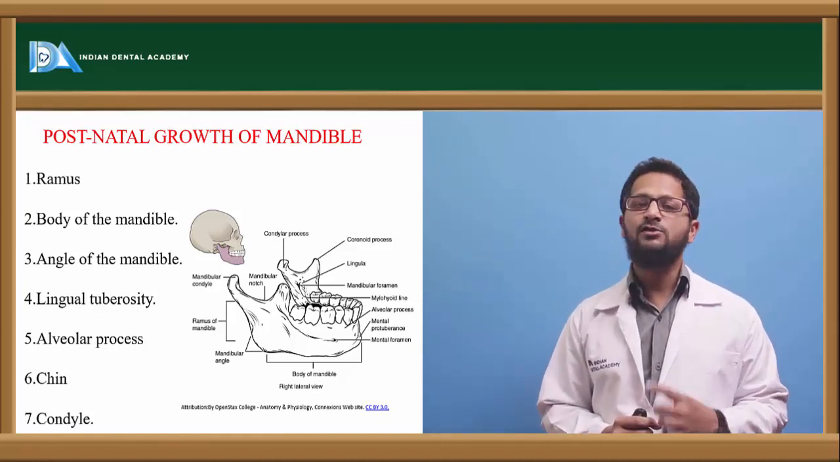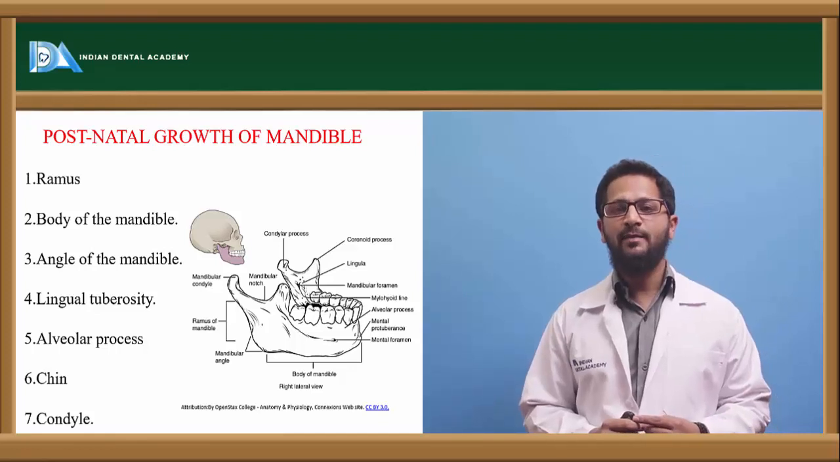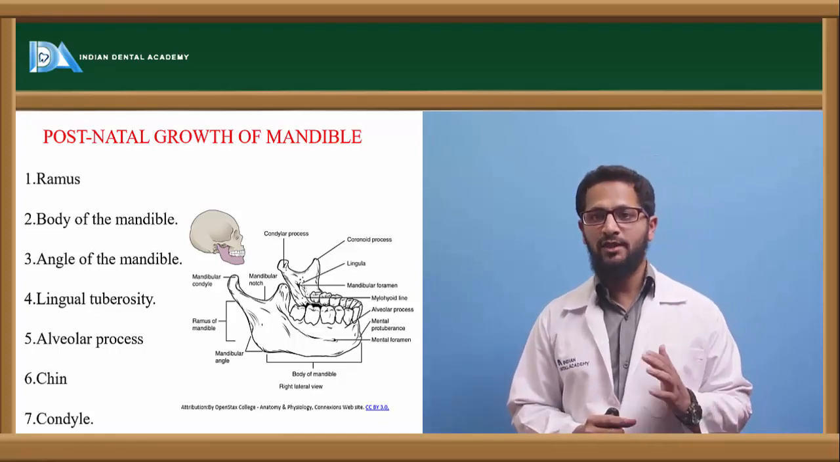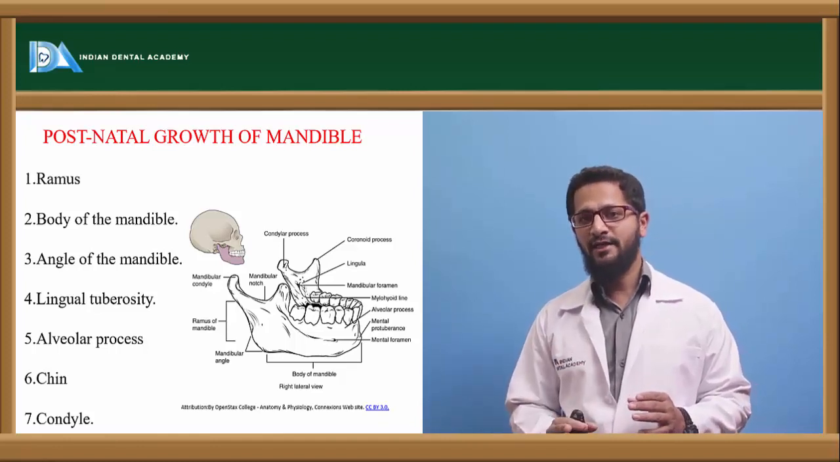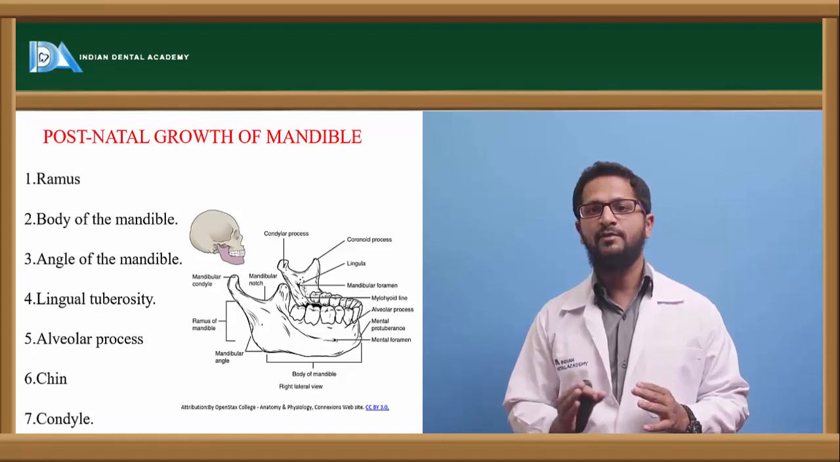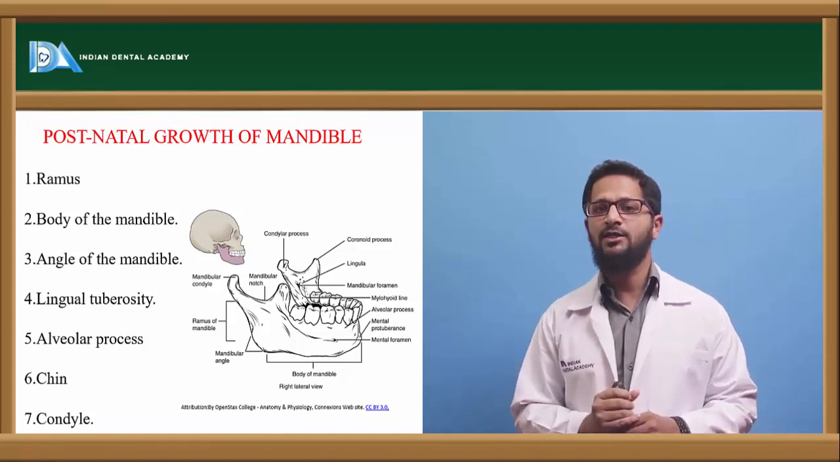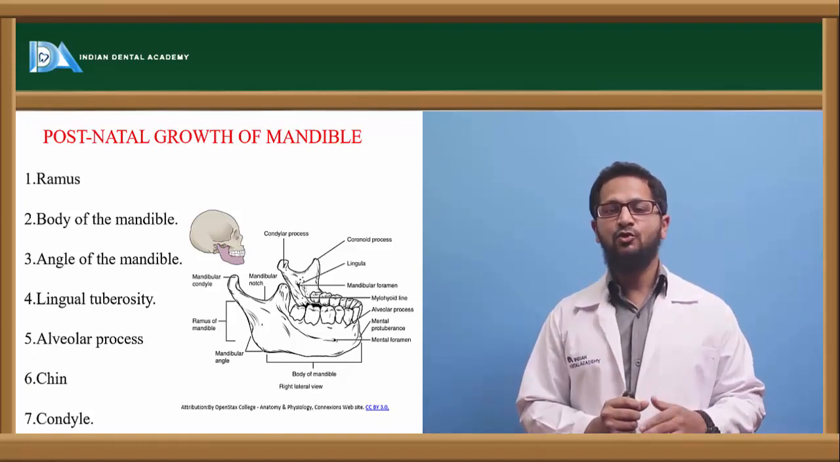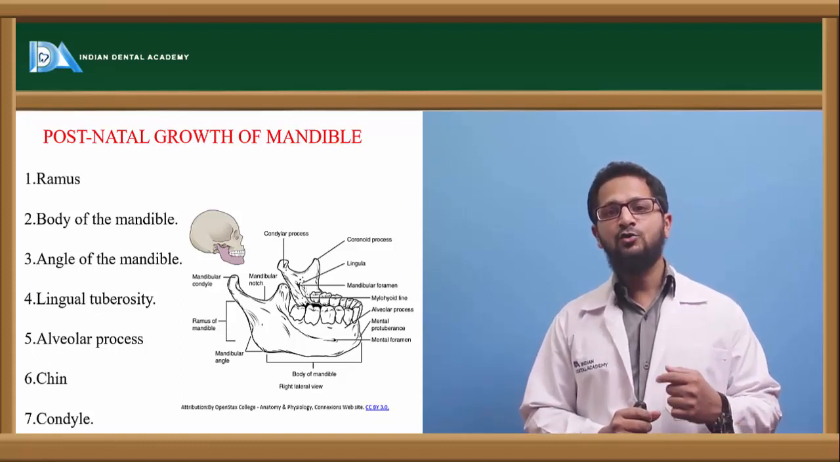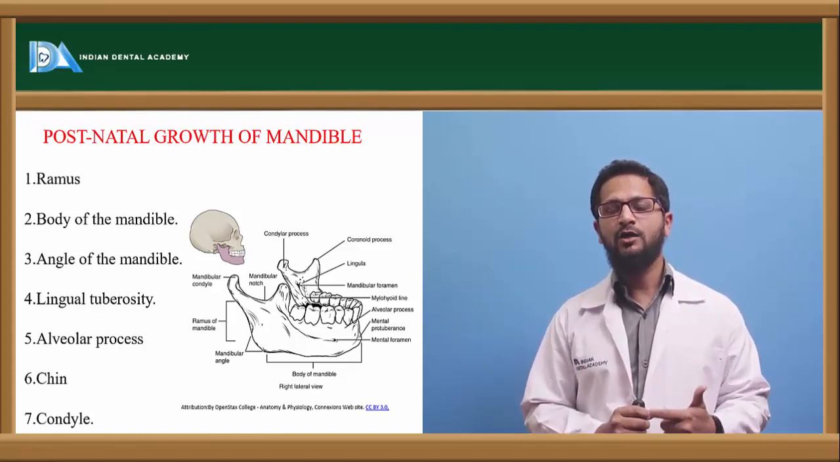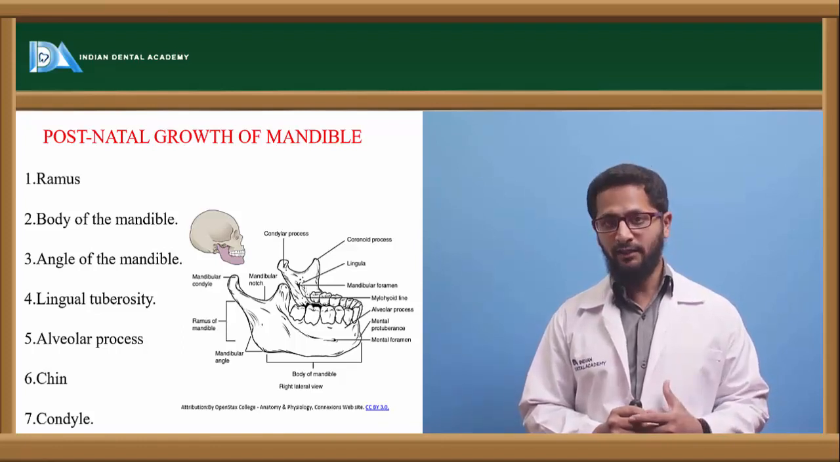First coming to ramus of the mandible. The ramus of the mandible continuously grows in a posterior direction by deposition in the posterior aspect and resorption which occurs anteriorly. As resorption occurs anteriorly and deposition occurs posteriorly, ramus continuously grows in a posterior direction. This actually occurs so as to accommodate the increasing mass of the masticatory muscle and also to lengthen the mandibular body to accommodate the erupting teeth.